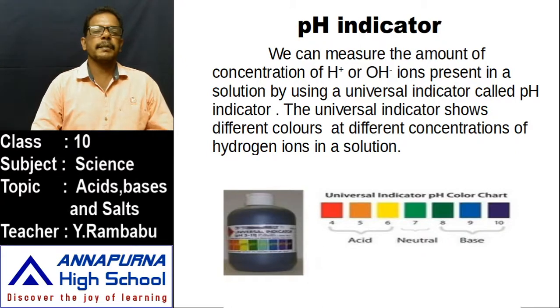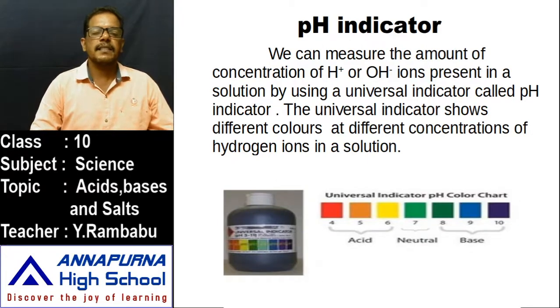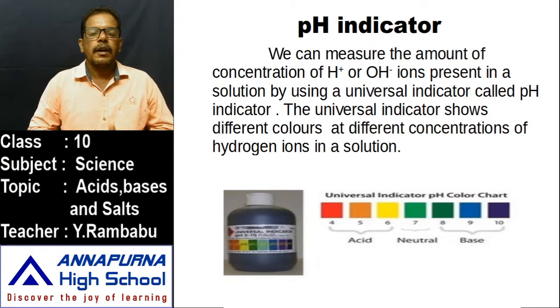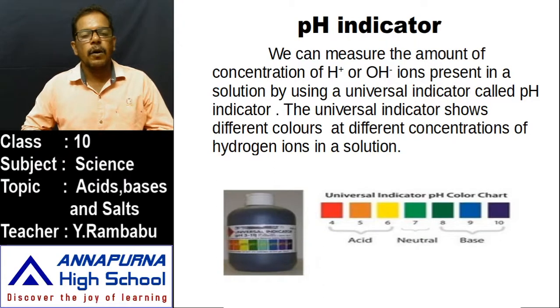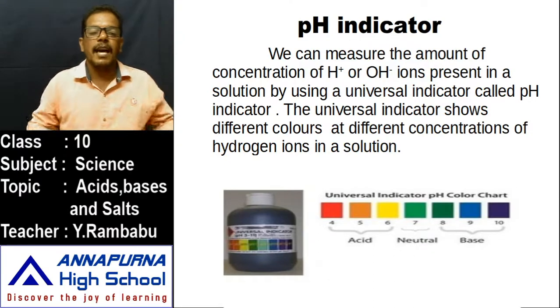Then how is this universal indicator, the pH indicator, made? This universal indicator is made by mixing different chemicals or different indicators. The bottle of this universal indicator, the pH indicator, is shown, and we have a chart also, what we call a pH chart. In this pH chart, at different concentrations of hydrogen ions, different colors are there. For example, observe this red color. Next at 5 orange red, at 6 yellow, next 7 green, at 8 blue green, next 9 navy blue, at 10 violet. That means these colors are different.